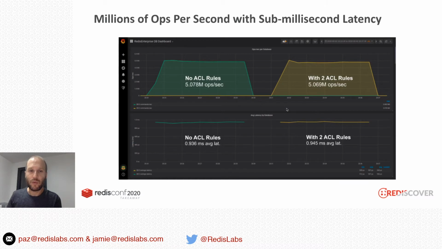Well, Redis is known for its impressive performance, millions of ops per second with sub-millisecond latency. So we are happy to say that nothing has changed in this regard. Redis stays Redis even with ACLs. As you can see in this matrix, our test revealed that the effect of ACLs over Redis or Redis Enterprise performance is almost null, and even with ACLs, we reach the same wonderful performance results of millions of ops per second with sub-millisecond latency.